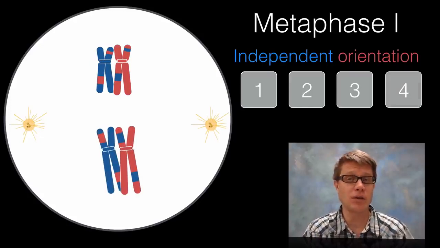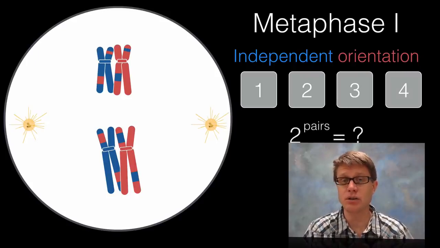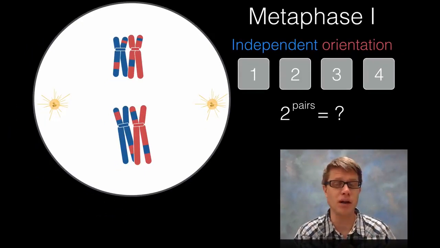And so what do we have? We have 4 different ways that these chromosomes could orient themselves independently at metaphase 1. What is that giving us? Well, it's giving us variation. And so there are 2 raised to the number of pairs possibilities of how they could arrange at independent orientation of metaphase 1.